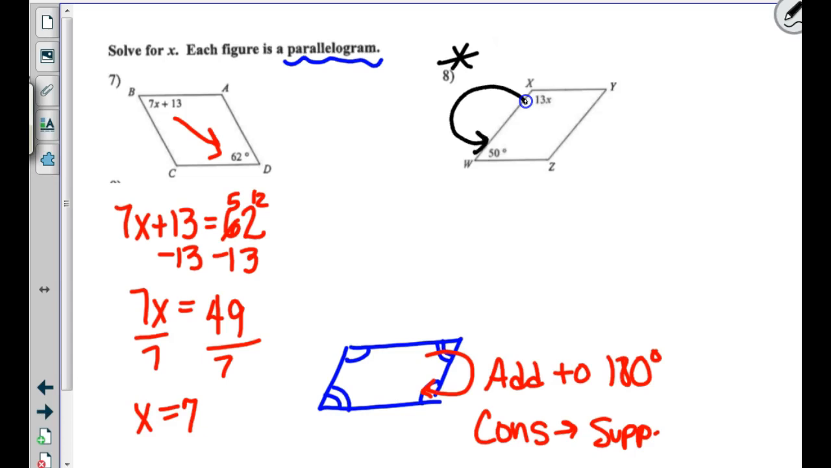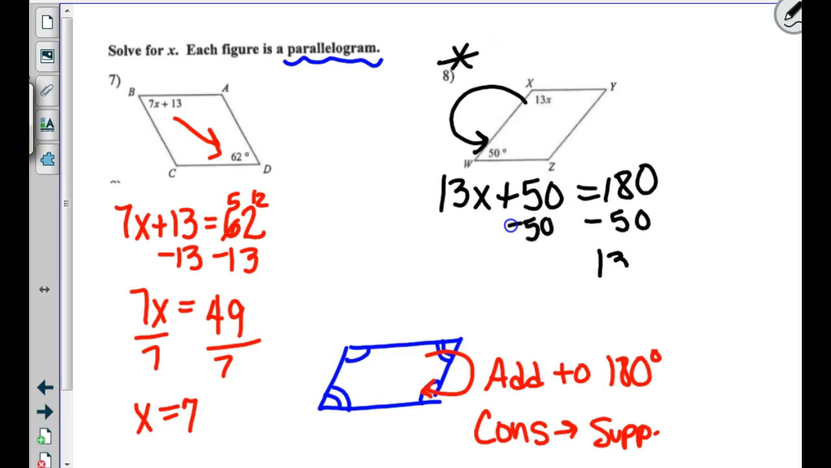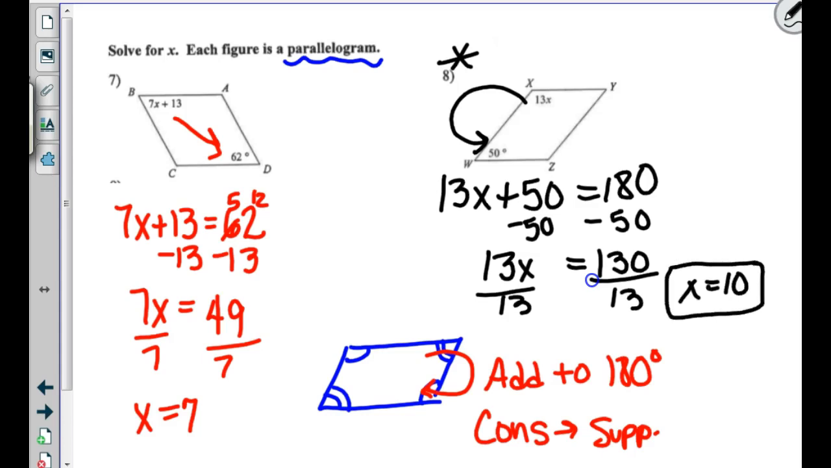As long as they're right next to each other as you go around, they add up to 180. So again, if you just want to write down the equation, that's fine. If you want to solve it, you would get x equals 10. So if you plugged it back in, you'd have 130 and 10. So just make sure that you have down when they're equal and when they add up to 180.